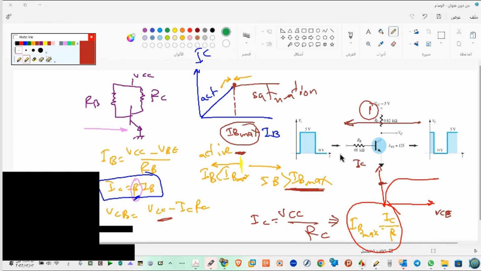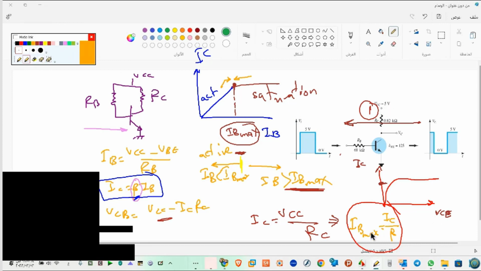Second thing, I will return back to the input. See here, take care. Here 5 volt and here is 5 volt. This example is not, sorry, obvious. Why? Because this is VI, this is VCC. In our book, they made 5, but sometimes this is 10, this is 5. So here VI, here VCC, take care about this.